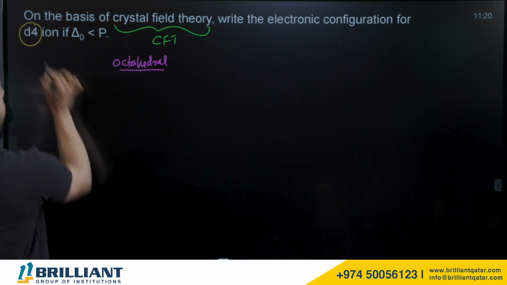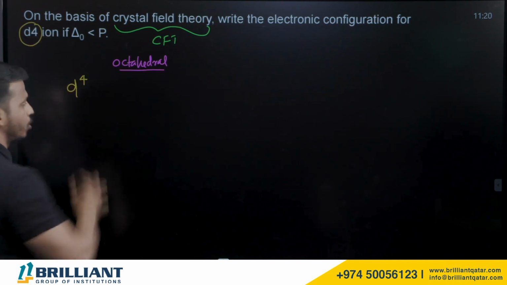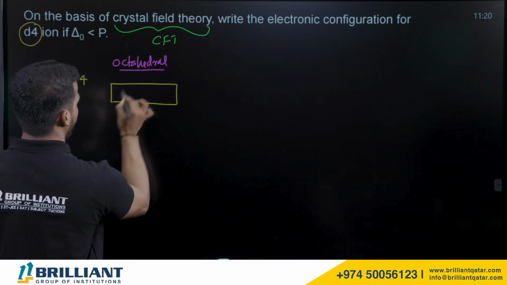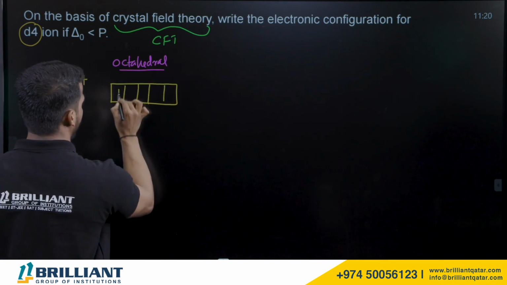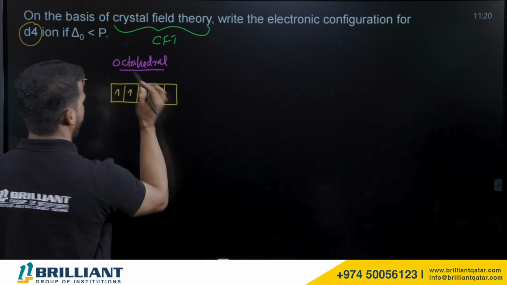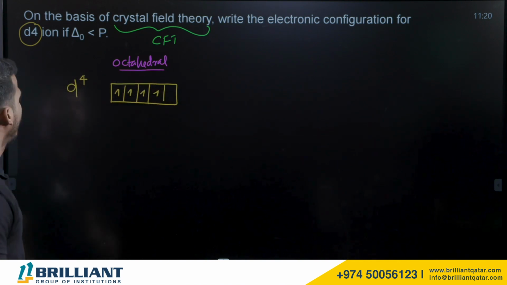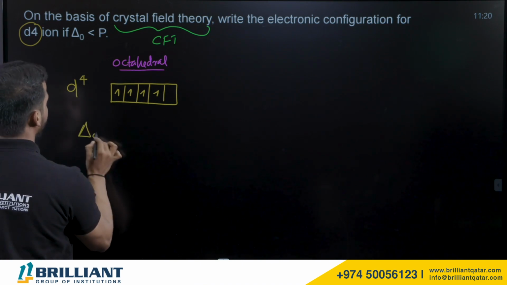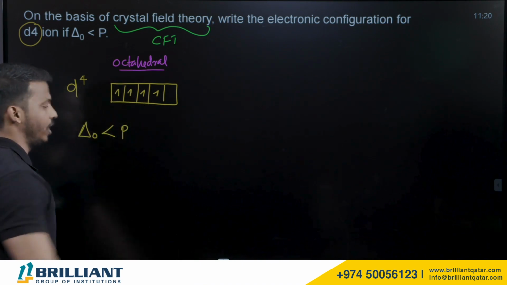Here the system is given as d4 configuration, which means the d orbital contains 4 electrons. 1, 2, 3, 4. This is the d4 system. One more piece of information they have given here: delta O is less than pairing energy.